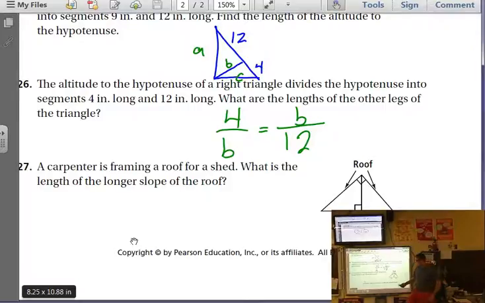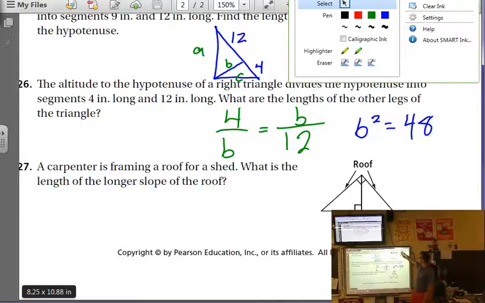So we then cross multiply here and get that b squared is equal to 48. And b would be radical 48, or I could reduce it out to be 2... Oh, is there a bigger perfect square in there? It'd be 4 radical 3, right? Yeah. So then, does that help you, or do you want to keep going? No, that helps. Okay. Because then from there we just set up other means extremes.